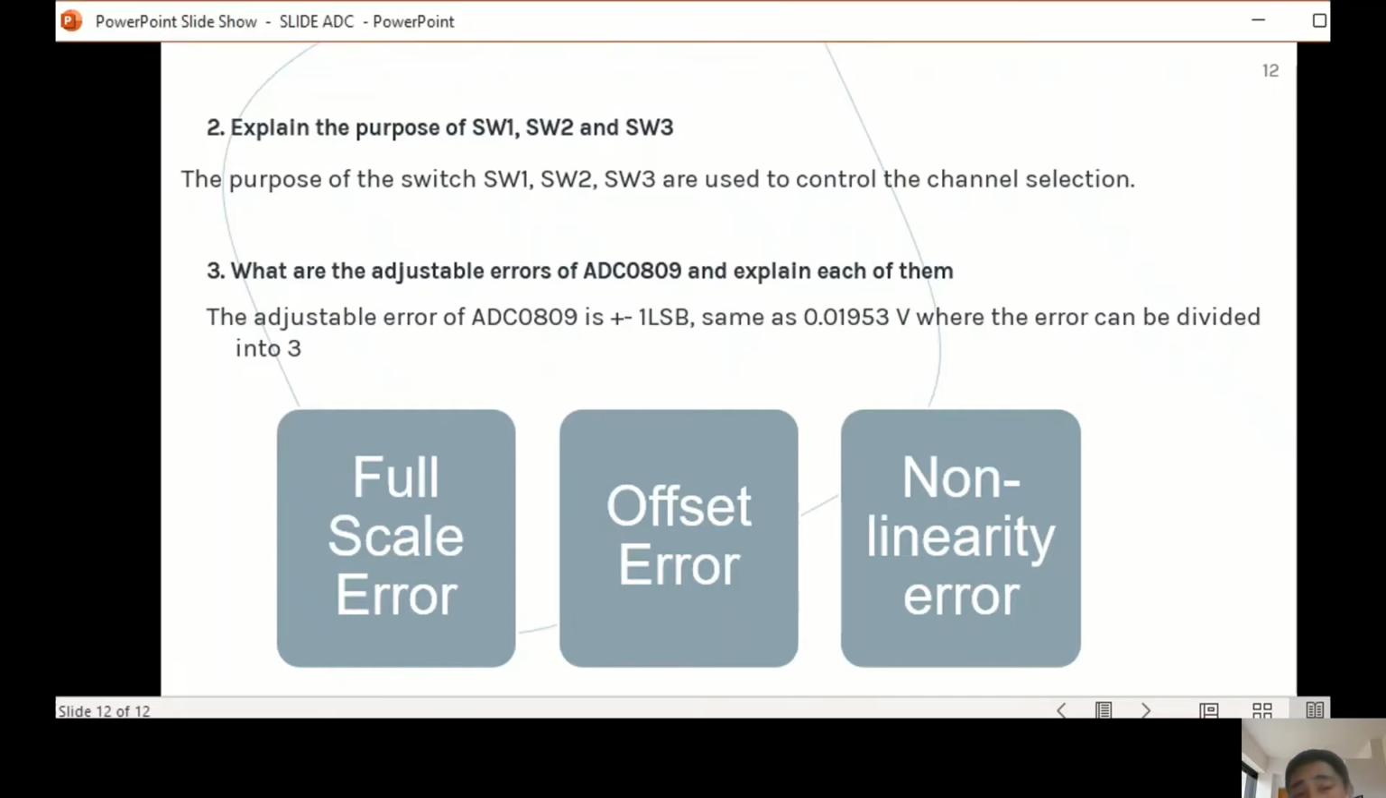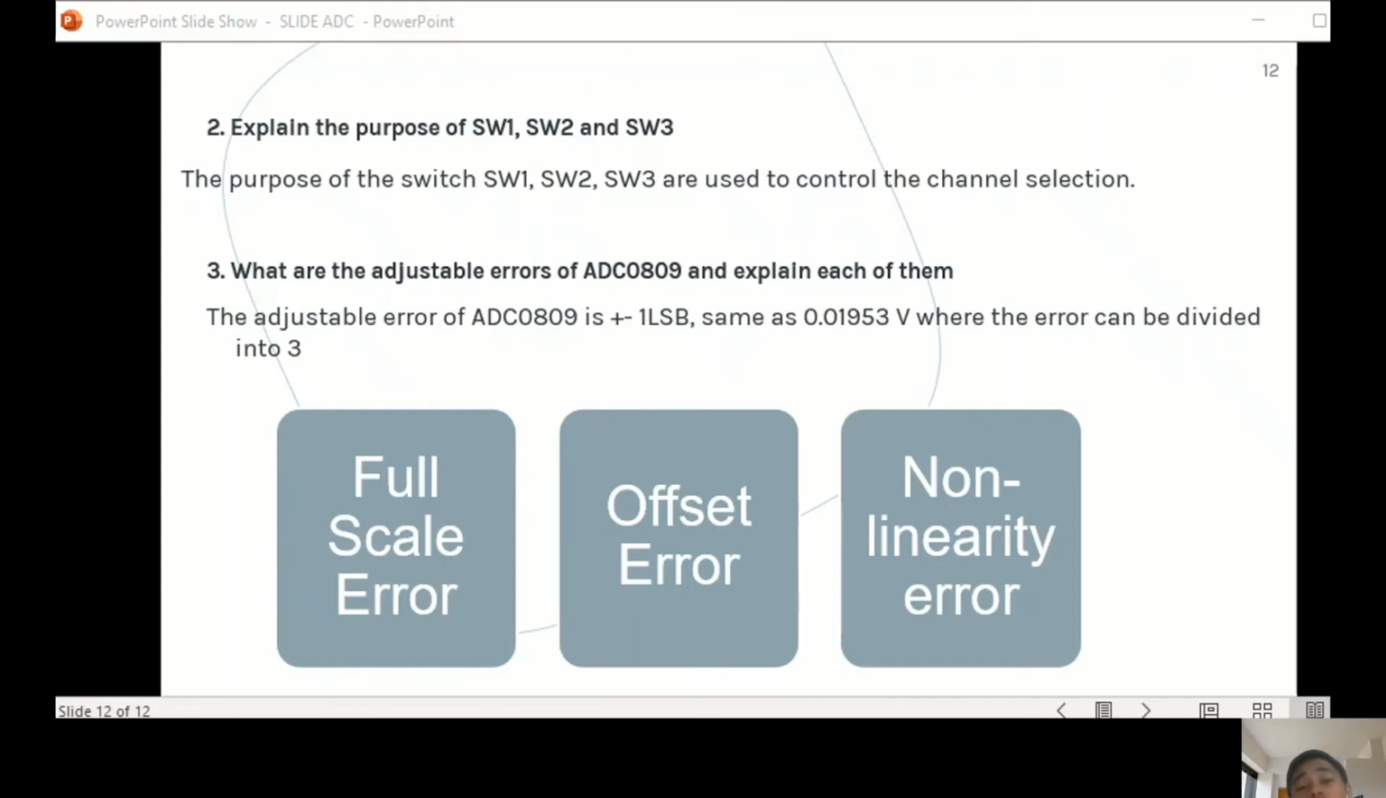Then we move to the next question. What are the adjustable errors of ADC 0809 and explain each of them? The adjustable error of ADC 0809 is plus minus 1 LSB, same as 0.01953 volt, where the error can be divided into 3. The first one is full scale error. The full scale error is the mean percent FSR between analog input and full scale analog input voltage reference in an ADC, which occurs when the maximum conversion value is reached.